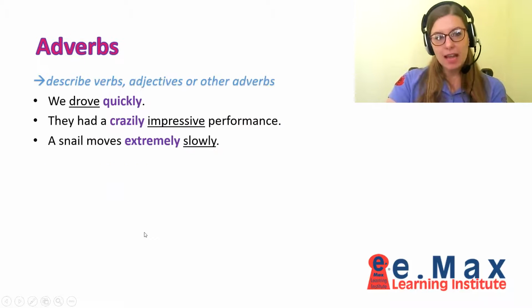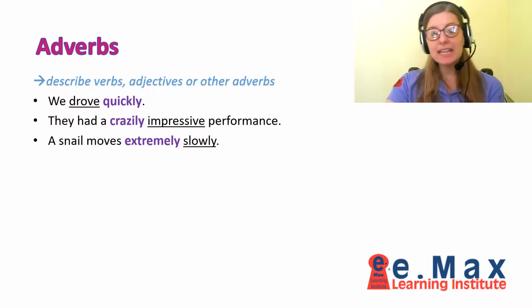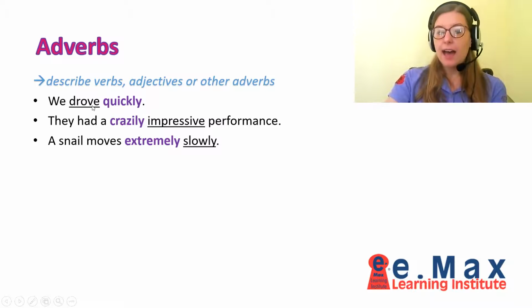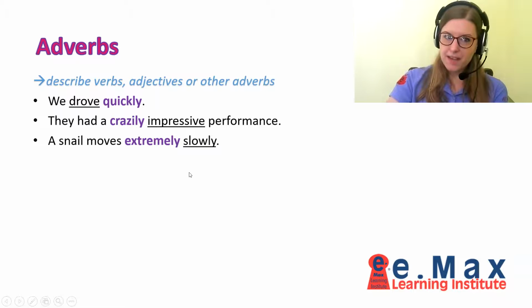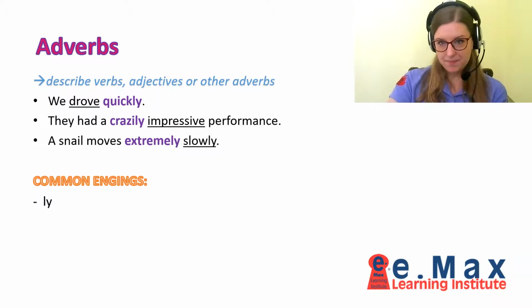So, adverbs, they have also a function and they describe verbs, adjectives, and other adverbs. Like here, how did we drive? We drove quickly. We are describing a verb. Or maybe crazily impressive performance. How impressive? Crazily. We are describing an adjective. And here, extremely slowly, an adverb describes another adverb. Okay? The typical ending for adverbs is -ly.